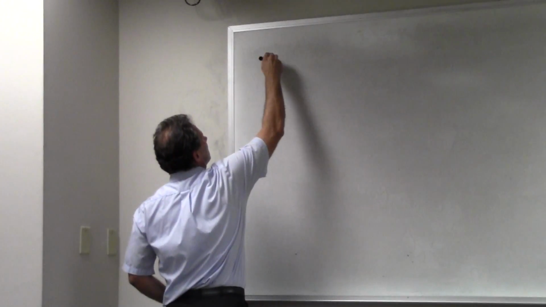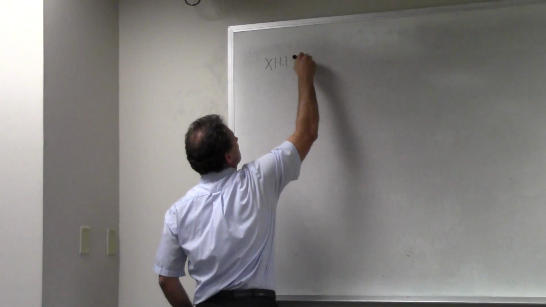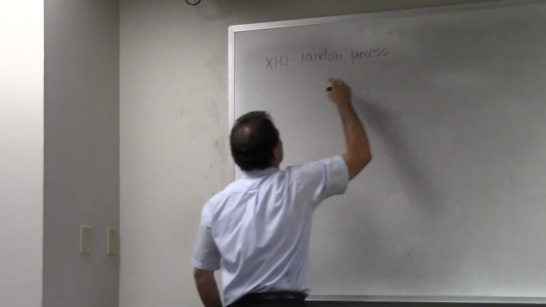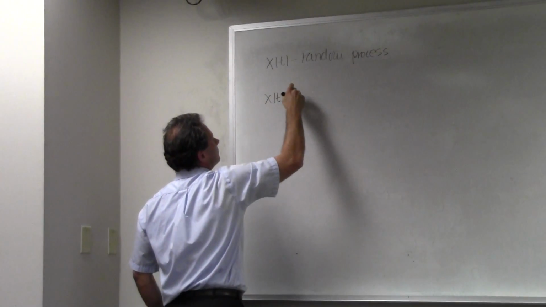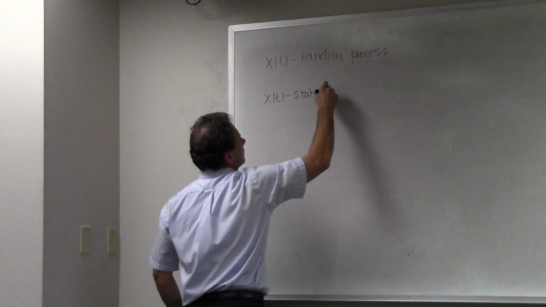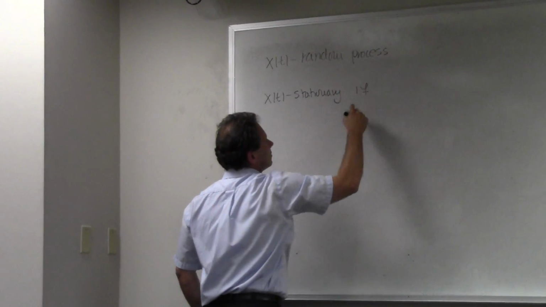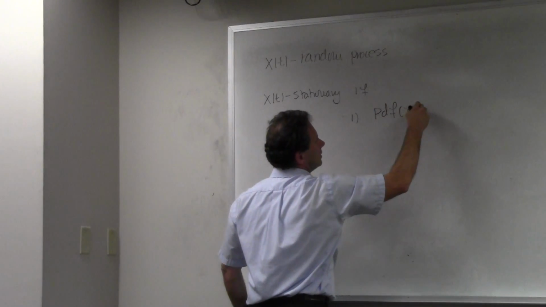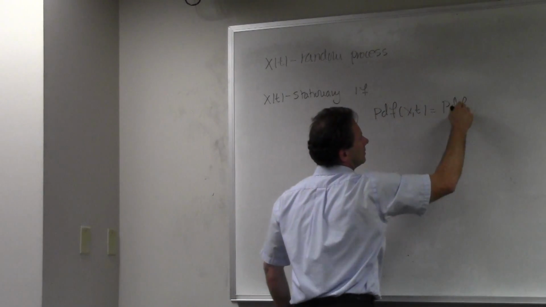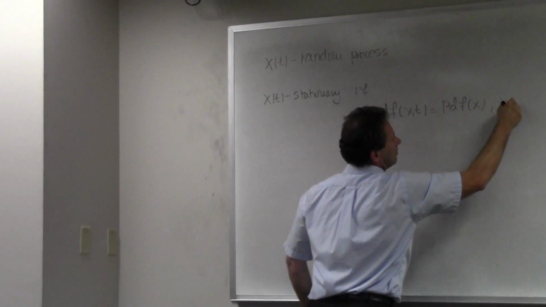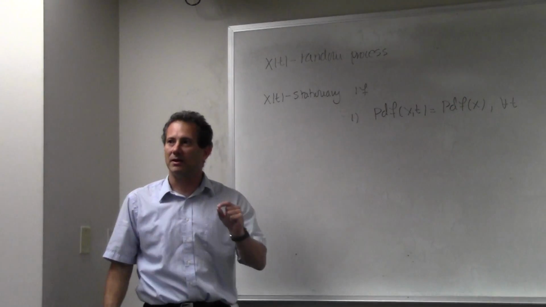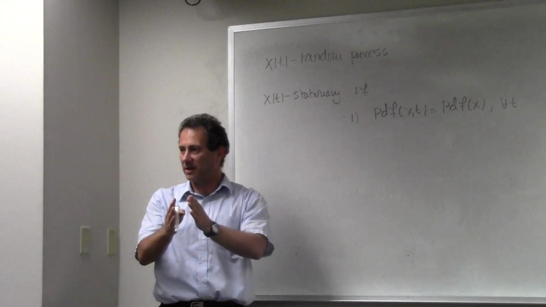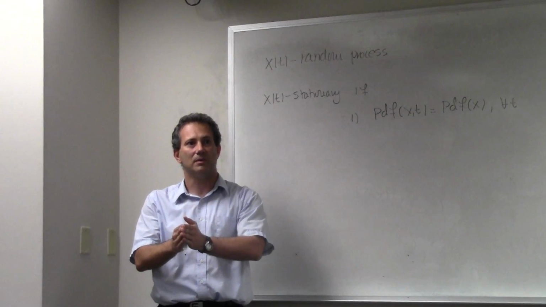So x of t is stationary. Let's say this is a random process. And we say x of t is stationary, and there are two conditions. One, the PDF of x of t is only PDF of x for every t, meaning that the distribution of the signal magnitude in the amplitude domain does not change over time. So what I expect to see as a distribution at any given time is the same.